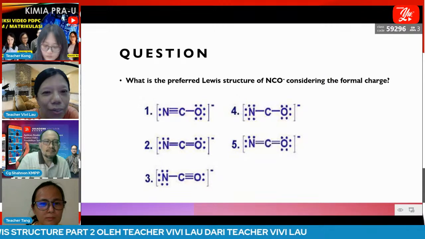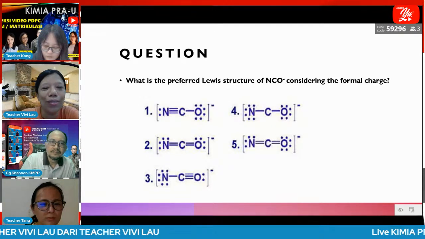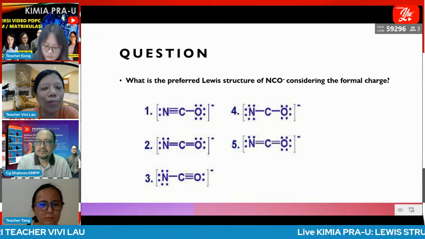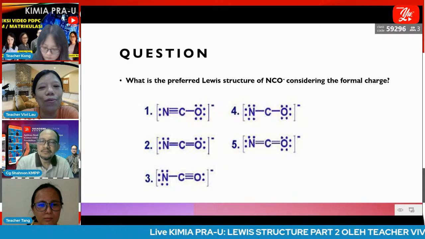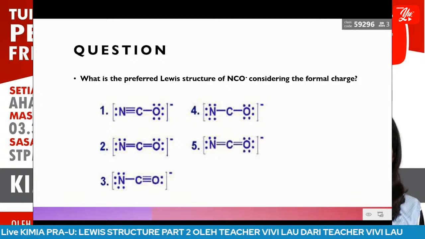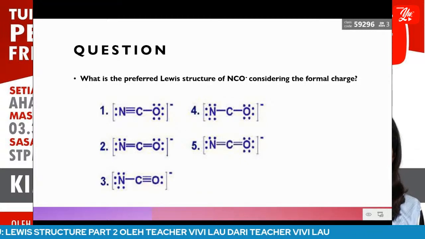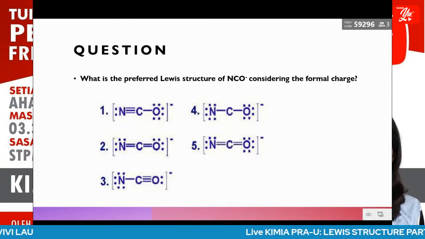Okay, so the image is not clear. So this one, you just type in the chat box. What is the preferred Lewis structure for the NCO negative ion, considering the formal charge? From these 5, you choose the best one. So you type your answer in the chat box using the formal charge.